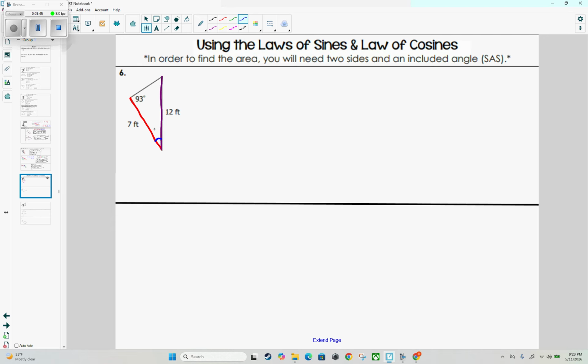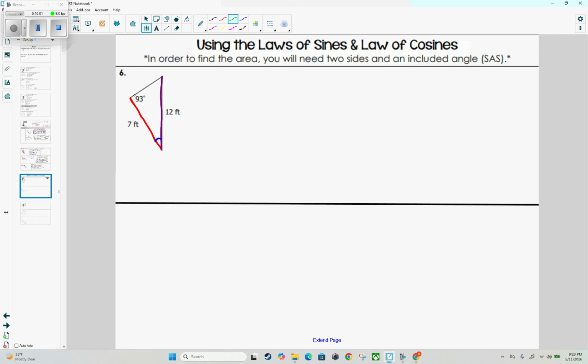I would try to do law of cosines first. I'd be like, oh, I have the 2 sides. Can I find the missing angle? But I can't because I don't have that third side that would help me use the law of cosines. So I'm going to use law of sines instead. So we kind of talked about that one.